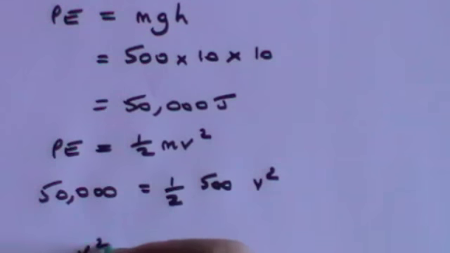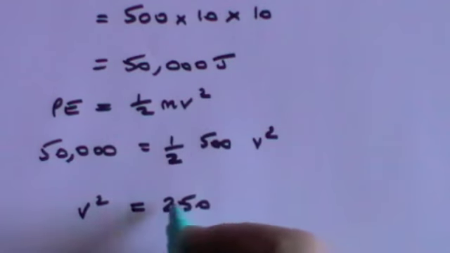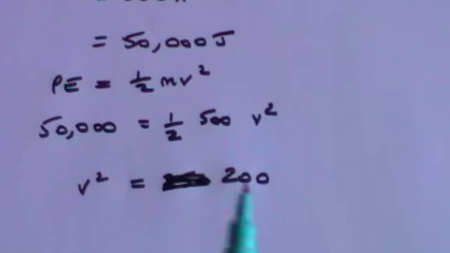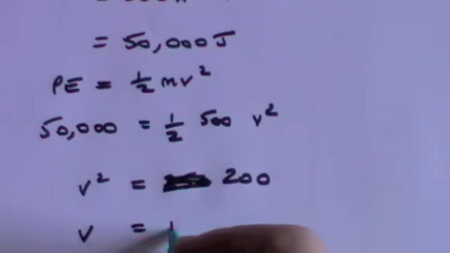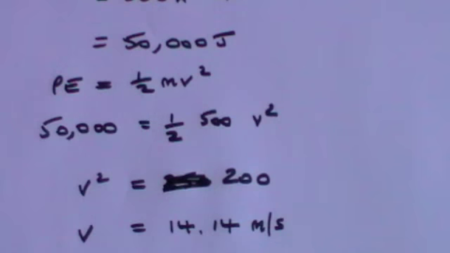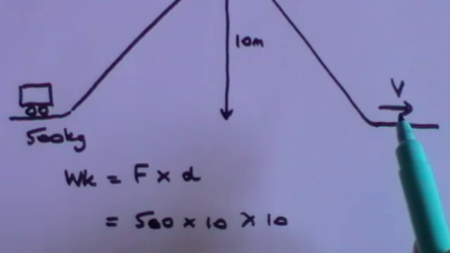And that's going to result in v squared equaling 200. Because you've got a half of 500 is 250. Bring it on this side, you have to divide it. 250 into 50,000 is 200. And that gives you, if you take the square root of 200, you get 14.14 meters per second.